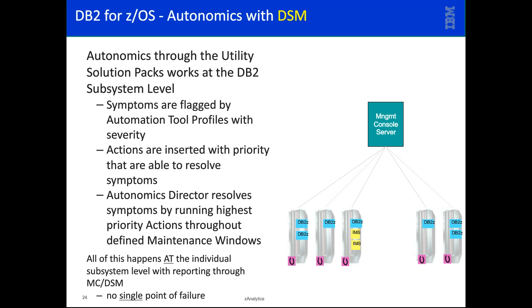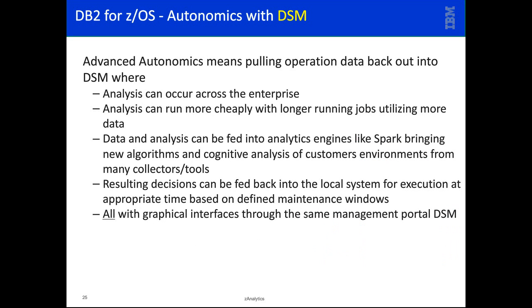Let's go to the next slide. On this slide, just to summarize again, we want to take Autonomics, putting all that operation back into DSM, where you can do the analysis across the enterprise for one-to-many DB2s. We will do the analysis for you. It's part of that think time again. We've got all the information. We will then feed that into engines like Spark if you want to, and we can then make the actions and make the decisions based upon history and the information that's readily available to us. Let's go to the next slide.